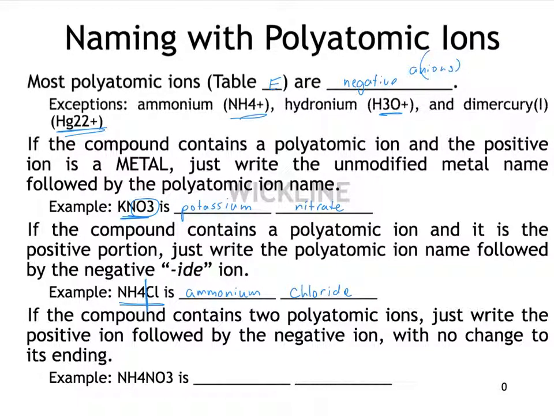And then lastly, you're in great luck if you're naming a polyatomic ion compound that has two polyatomic ions, because then you don't have to do anything other than name the ions right next to each other. So in this case, it's ammonium nitrate.